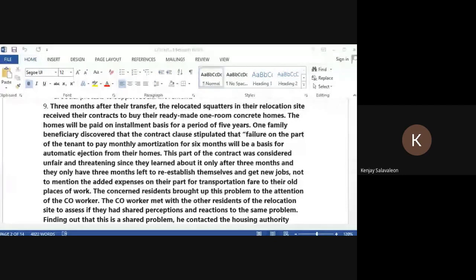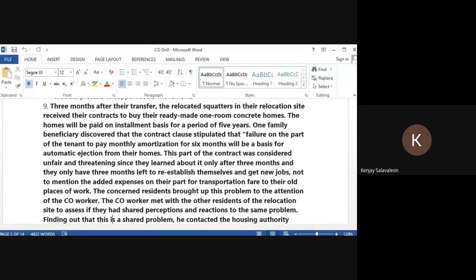Okay. So, patuloy tayo. The homes will be paid on installment basis for a period of 5 years. One family beneficiary discovered that the contract clause stipulated that, quote, failure on the part of the tenant to pay monthly amortization for 6 months will be a basis for automatic ejection from their homes. This part of the contract was considered unfair and threatening since they learned about it only after 3 months and they only have 3 months left to re-establish themselves and get new jobs. Not to mention the added expenses on their part for transportation, fare to their old places of work.